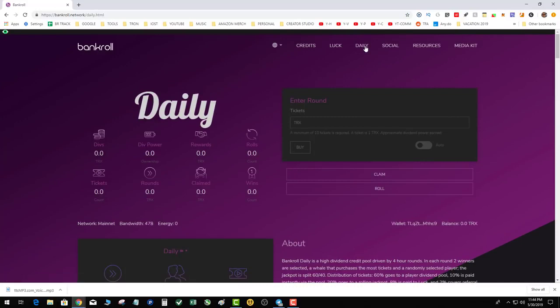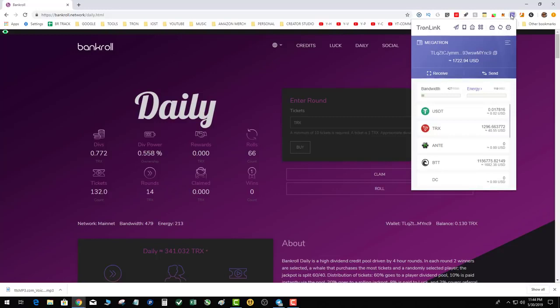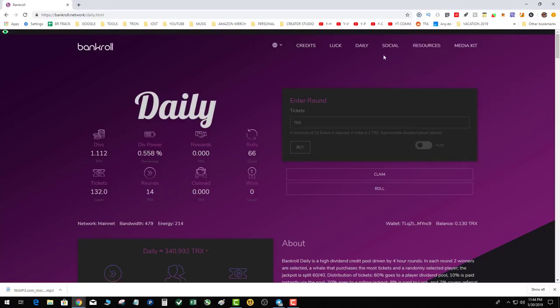First and foremost, you're going to need a Tron link, and I will leave a link down below for the Tron link wallet install and instructions. Basically, Tron link interacts with the DApp and allows you to play the games. Currently there is the credits stablecoin, the luck dice game, and now the daily game. So let's get right into it.